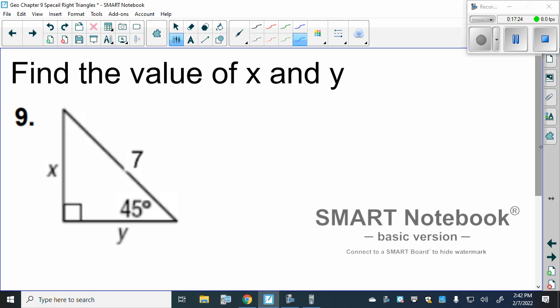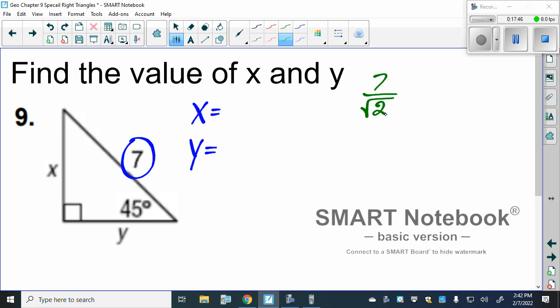All right, guys, let's look at this one here. This is the last of the 45, 45, 90 that we'll look at. Now, this time they did give us the hypotenuse, which is 7. So it means that the values of x and y are going to be the same. Now, to find it, we take the hypotenuse and divide it by the square root of 2. And if we take 7 and divide it by the square root of 2, we get what? 7 over.